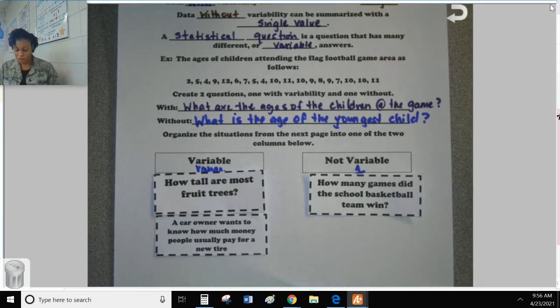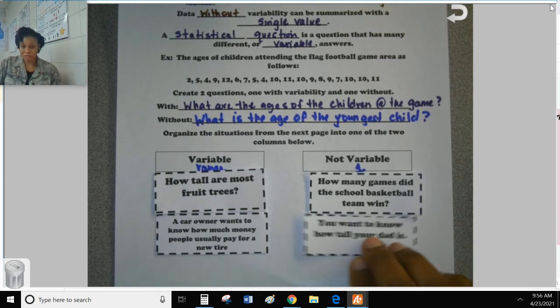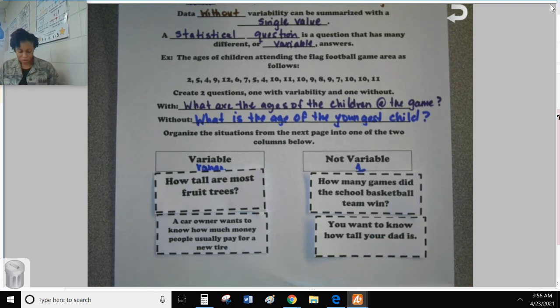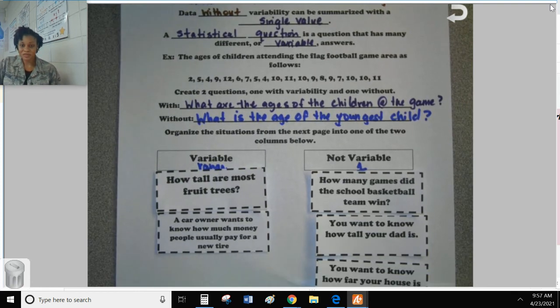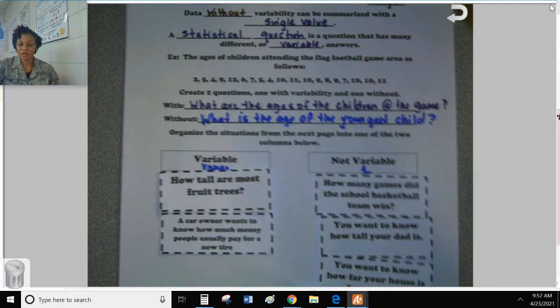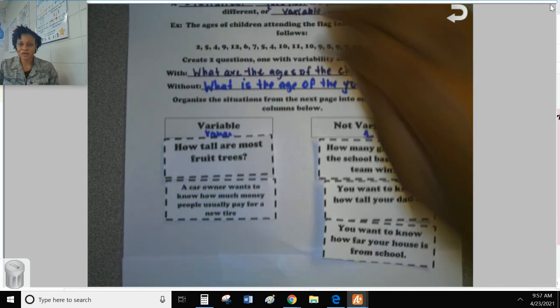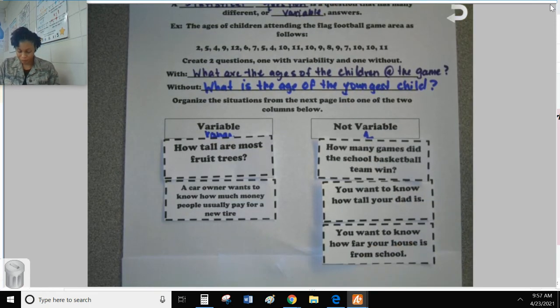The next one says you want to know how tall your dad is. Well, I only got one dad, so I can only get one answer. You want to know how far your house is from the school. Well, that's one answer. So these things are not variable, okay? If I can only get one answer, they are not variable.